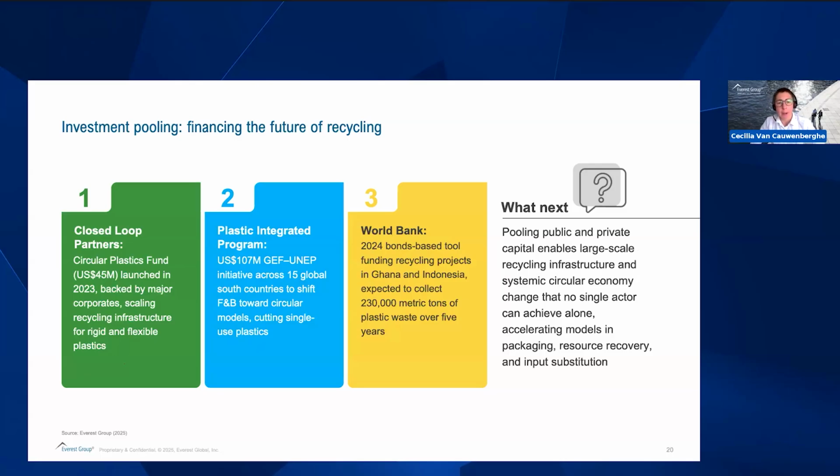One example here, among select examples, is Closed Loop Partners with its Circular Plastics Fund. It's a corporate-led financing model designed to bridge the infrastructure gaps in US plastic recycling. It focuses on investing in advanced sorting, mechanical recycling of rigid plastics, and chemical recycling of flexibles. It prioritizes the most mature technology with verified throughput rather than speculative innovation, so the risk is a bit lower from this point of view too.